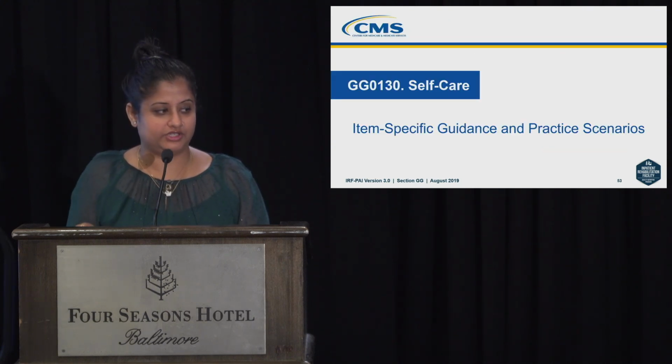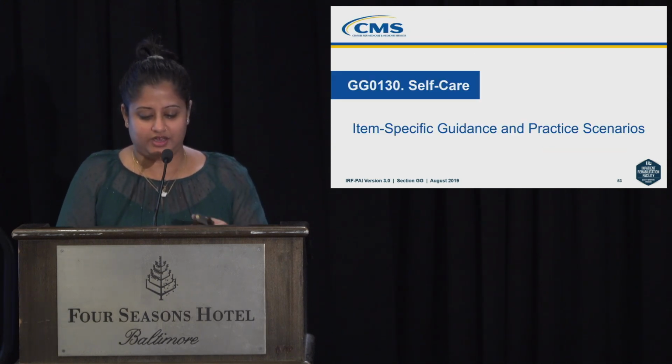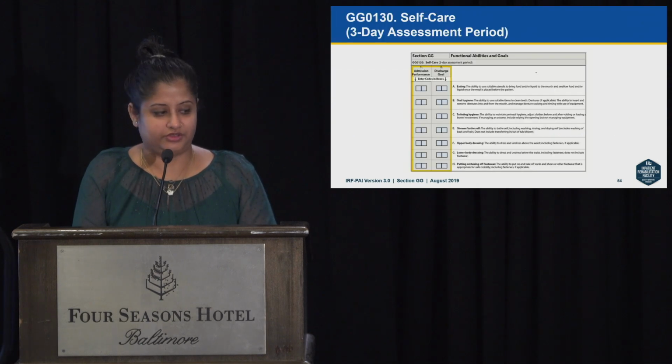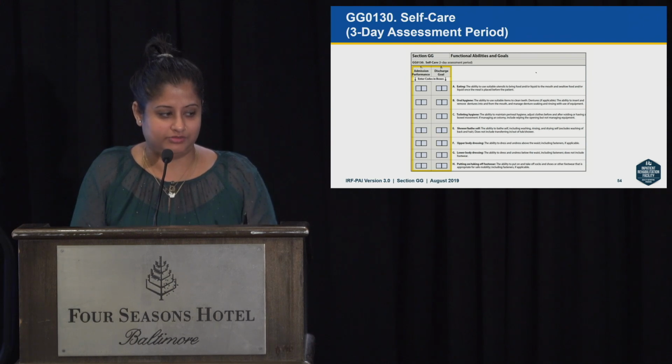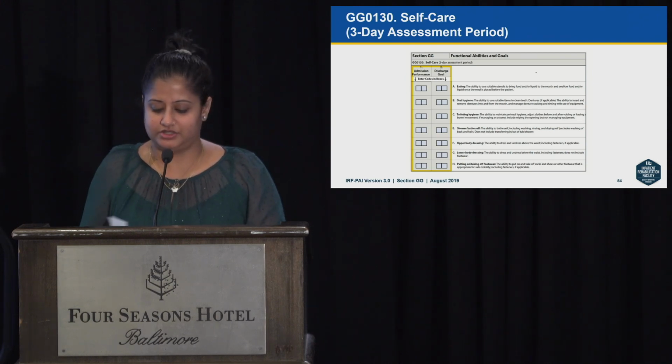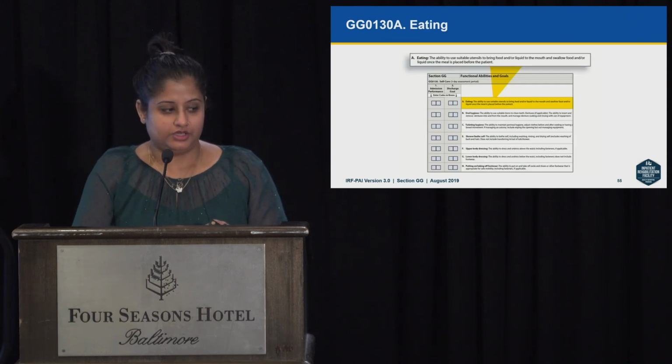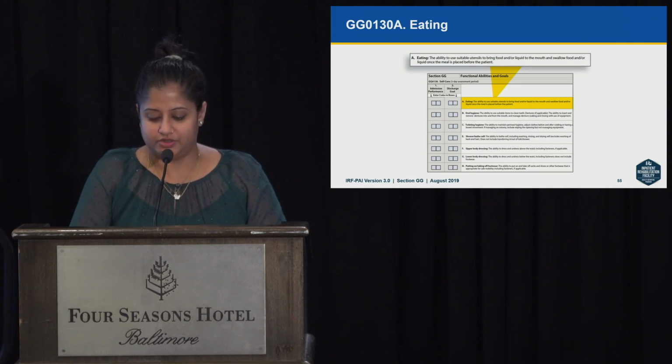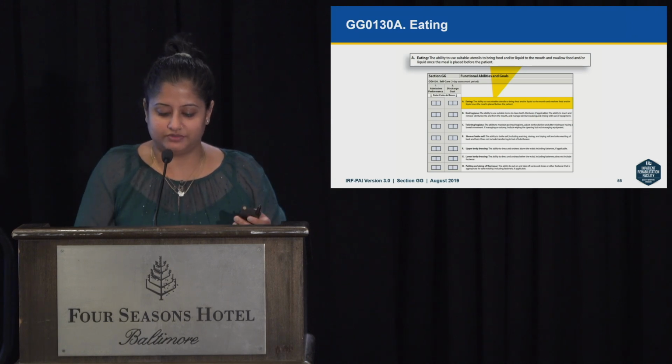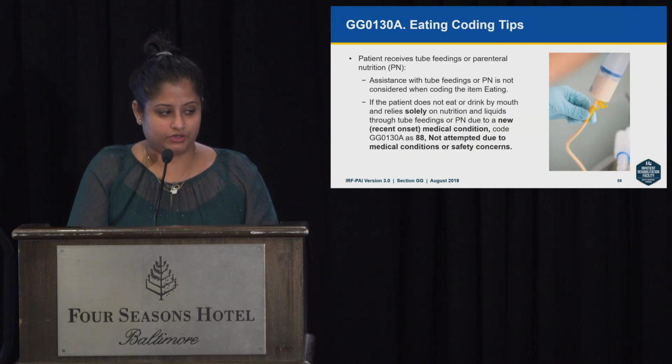All right, so we're going to get started with self-care. We'll start with GG0130A. This is what it looks like, again, on the item set. You have 2 columns, admission performance and discharge goal. The definition of GG0130A, eating, is the ability to use suitable utensils to bring food and/or liquid to the mouth and swallow food and/or liquid once the meal is placed before the patient. So some coding tips.